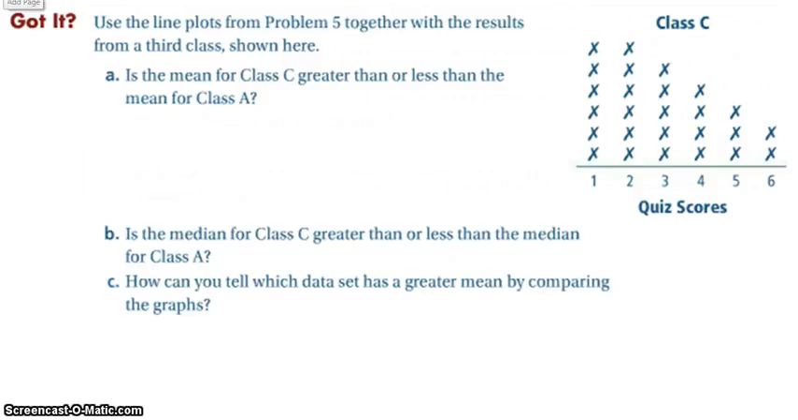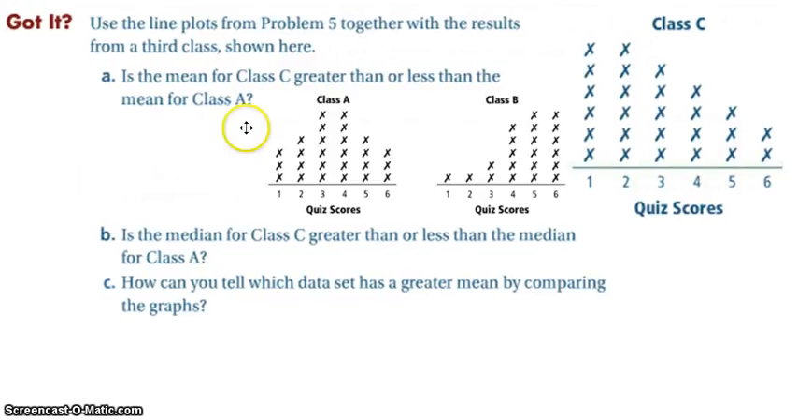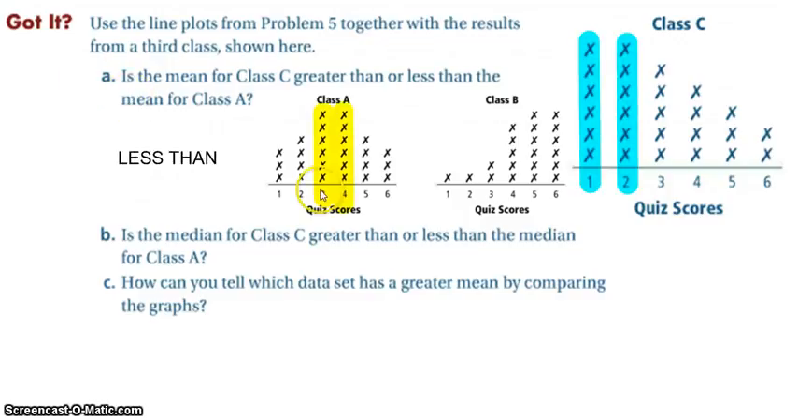So pause the video. In case you don't want to toggle between screens, there are the Class A and B line plots from problem 5. Looking at part A here, this highlighting is specific for that. We're talking about the mean, so we're dealing with the average, of course. And when we look at the average, it's combining all scores together.